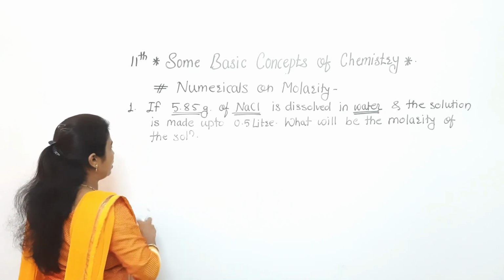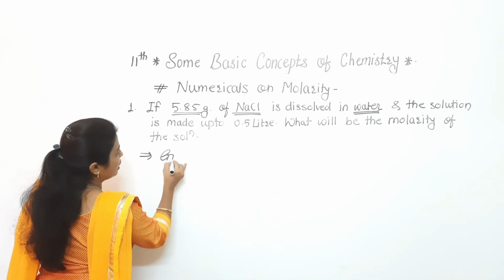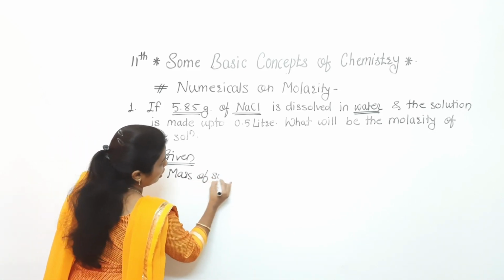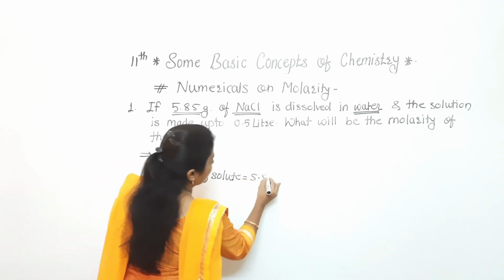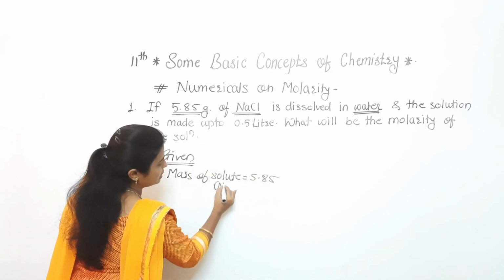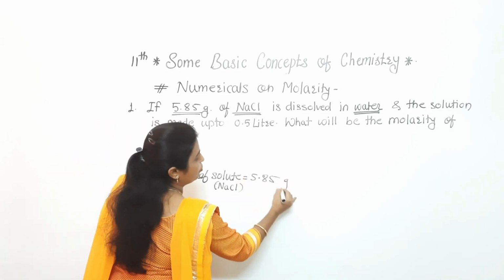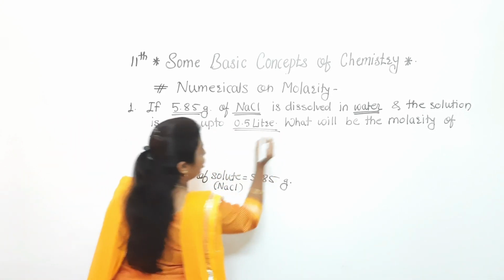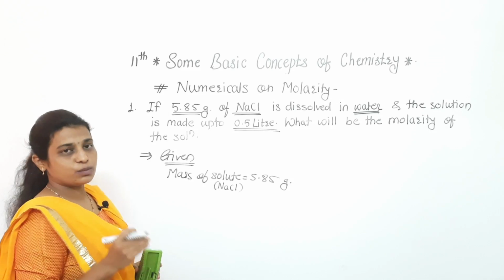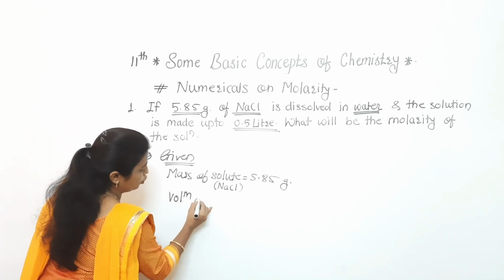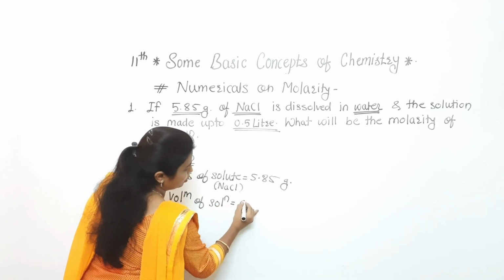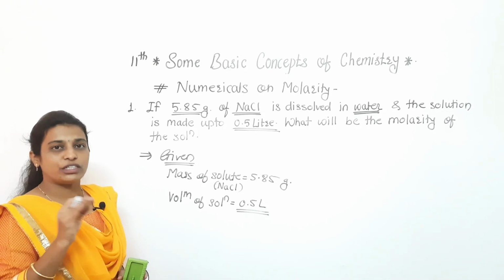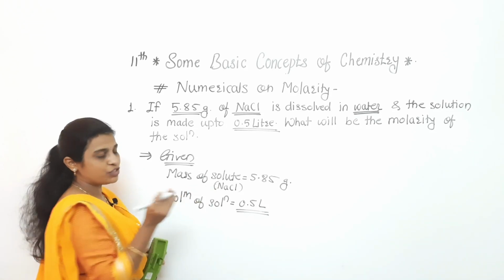Firstly we will write the given data, because identification of the given data is very important. Given data: mass of solute is 5.85 gram, and that solute is NaCl, dissolved in water. The solution is made up to 0.5 liter, meaning the volume of solution is 0.5 liter. So we write volume of solution equal to 0.5 liter. Here the volume is given in liters, so no need to change anything. These are the two terms given to us.